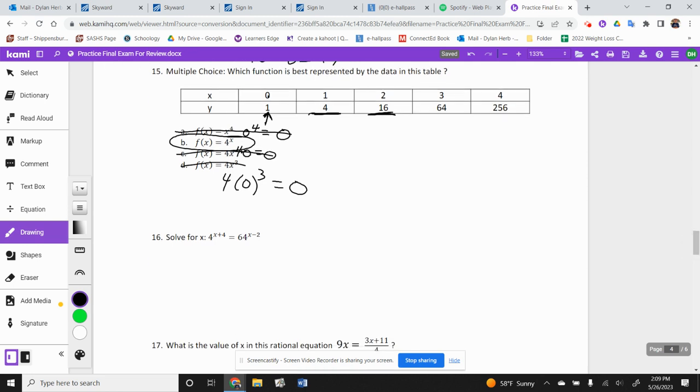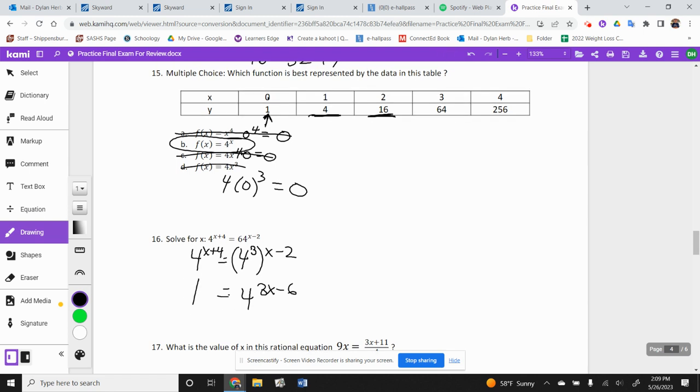16, you got to make the bases match. All right. You could take 64, and 64 is the same thing as 4 to the 3rd power. All right, and now what we have is our bases are matching, so we just have to simplify the right side here. We would have to distribute our 3 in here. Okay, and now our bases match completely.